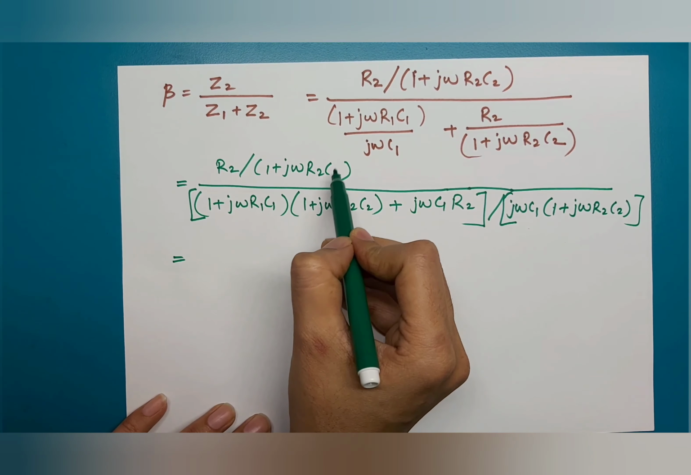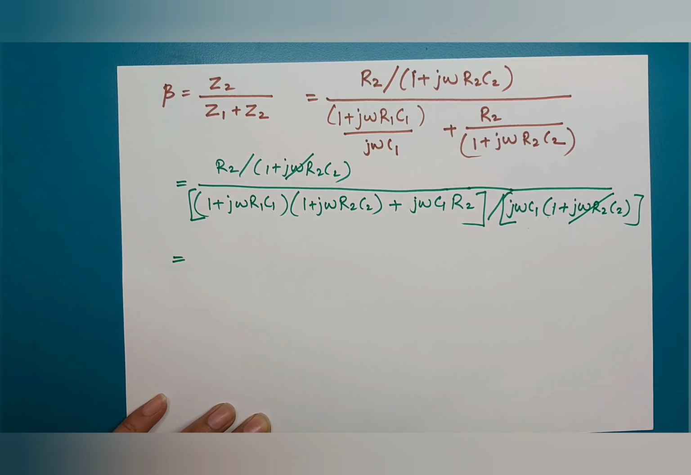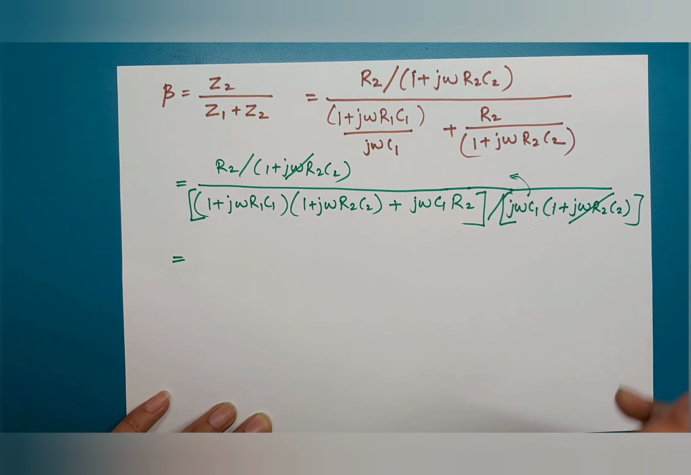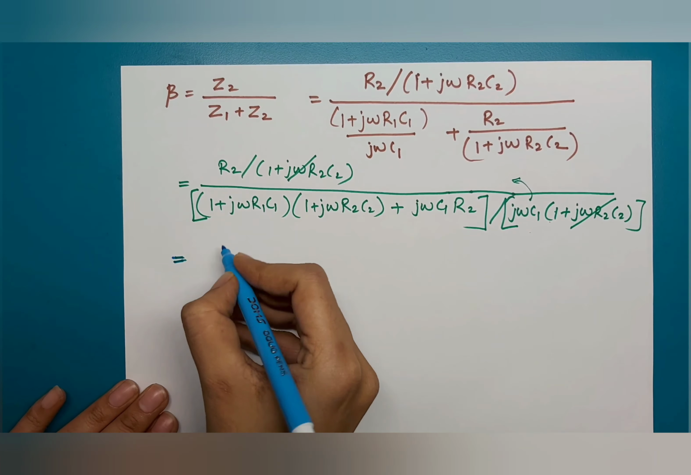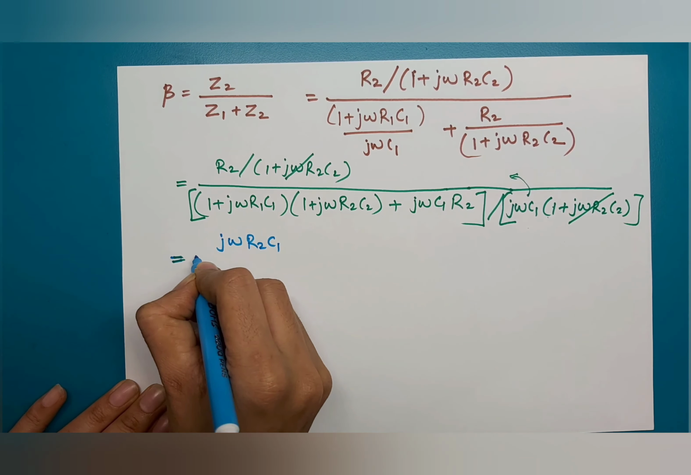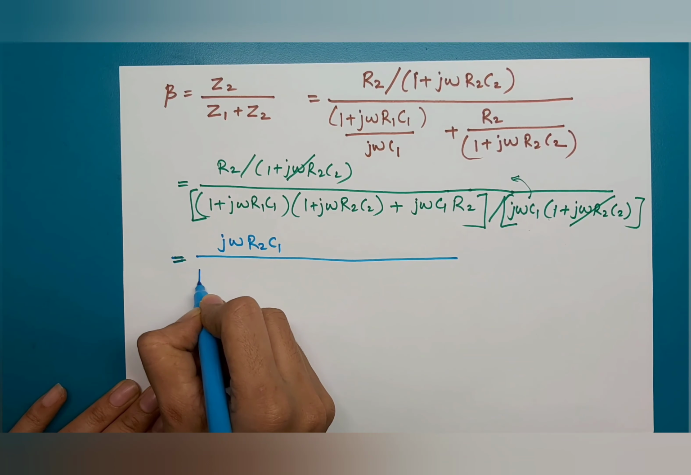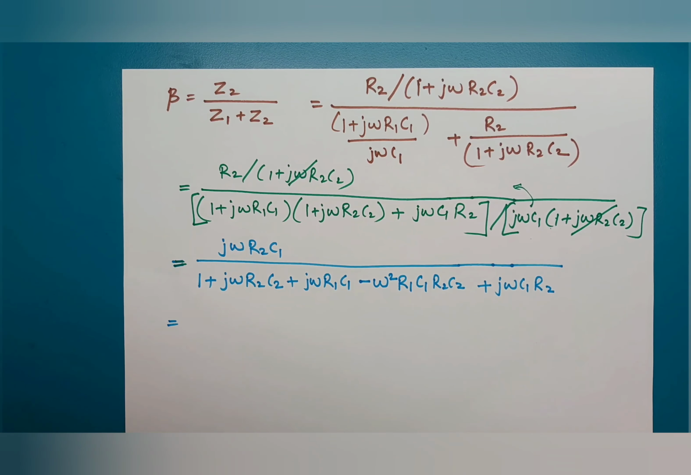1 plus j omega R2 C2 of the numerator and 1 plus j omega R2 C2 of the denominator will get cancelled, and this j omega C1 will go in the numerator. So we get the next expression as j omega R2 C1 upon, now multiplying this R2. Now combine the real and imaginary parts in the denominator.